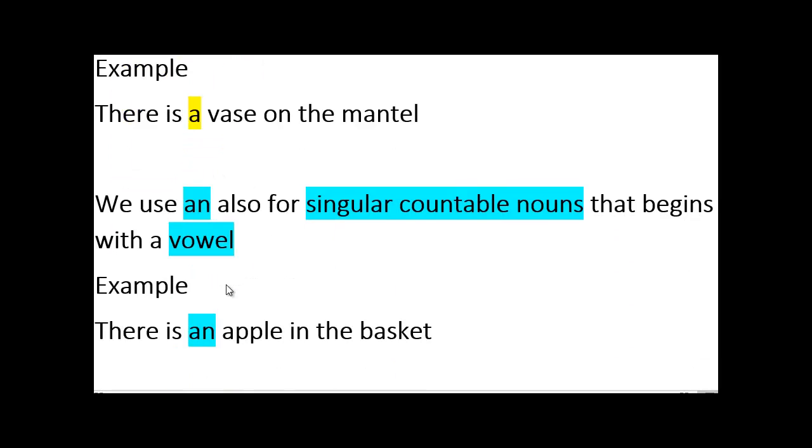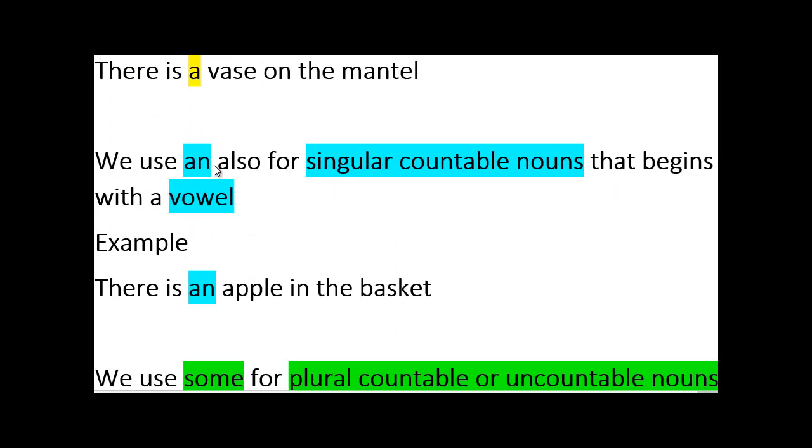Moving on, we use an also for singular countable nouns, okay? That begin with a vowel, which means begins with A, E, I, O, or U, all right? Example, there is an apple in the basket. Apple is singular and it's countable. We can say 5, 6, 7 apples. And apple is a noun, yes, and it begins with a vowel. It begins with A. So, an apple.